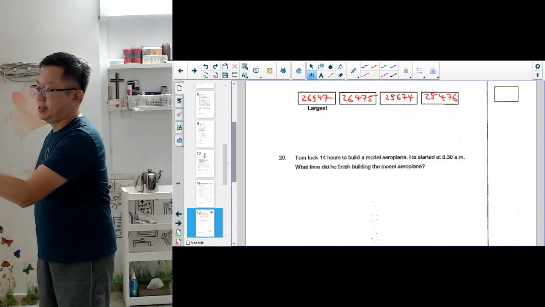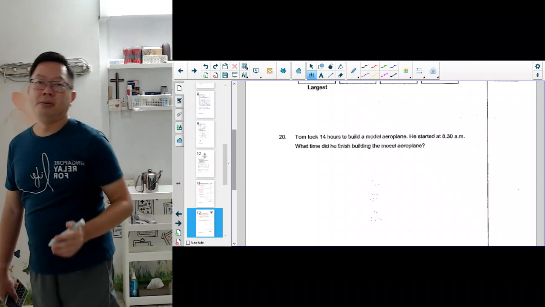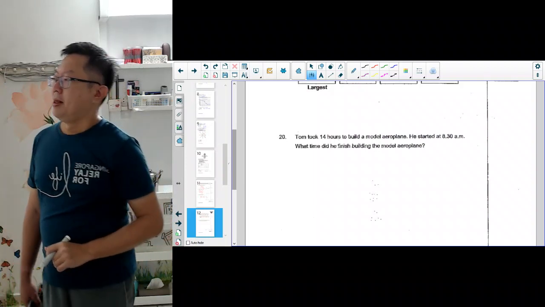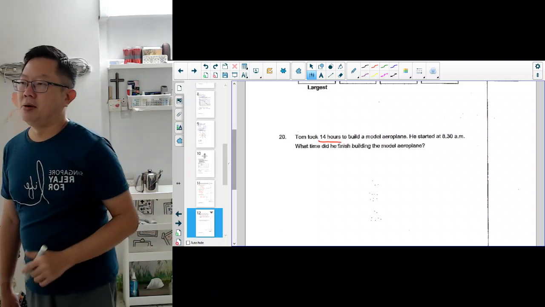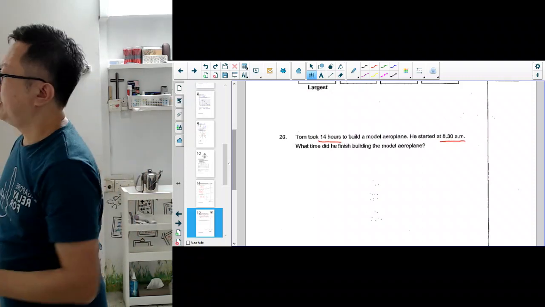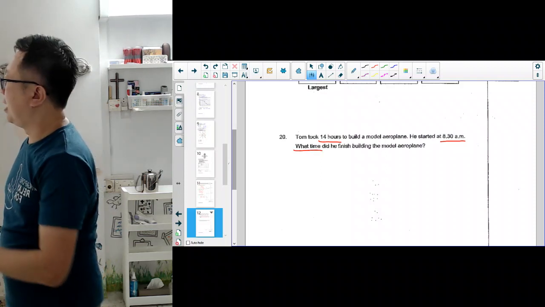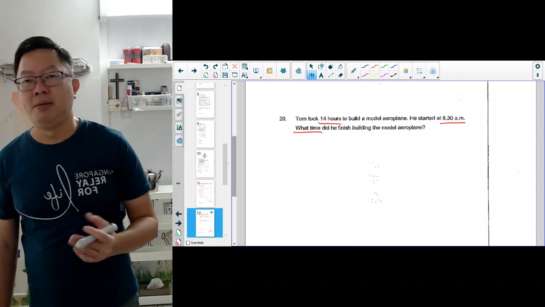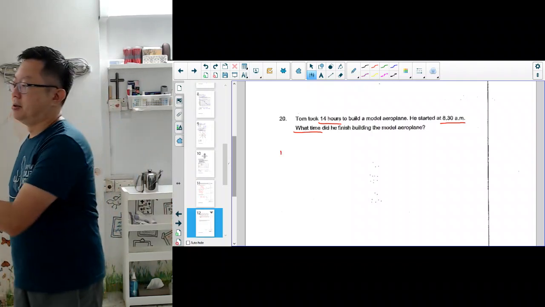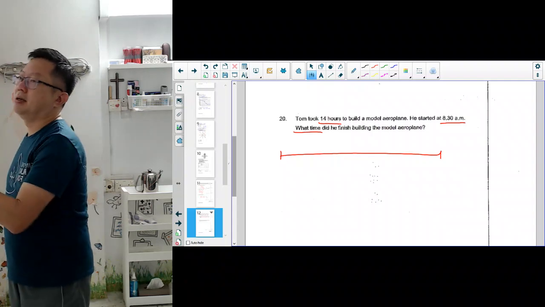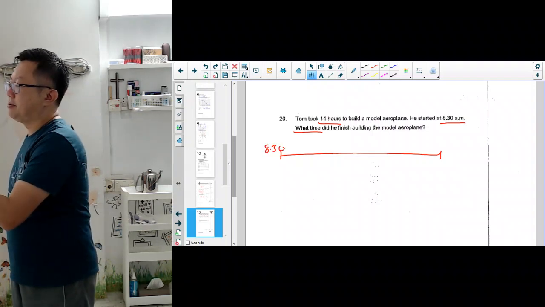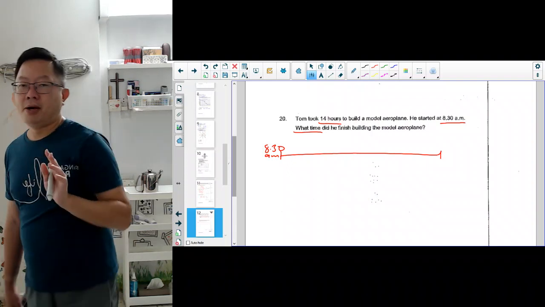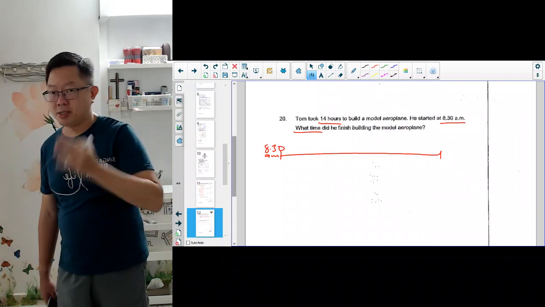Okay, question 20. Now, timeline. So you'll be tested in your Primary 3 topic and Primary 4, right? Primary 4, timeline. So Tom took 14 hours to build a model aeroplane. He started at 8:30 in the morning. What time did he finish building the model aeroplane? So for this question, the lesson is the timeline. So use the timeline to find what time he finished. So you have a timeline, and he started at 8:30 a.m. and 14 hours. So there's a big jump. But when you have a timeline, you don't have a big jump. You always have small jumps.